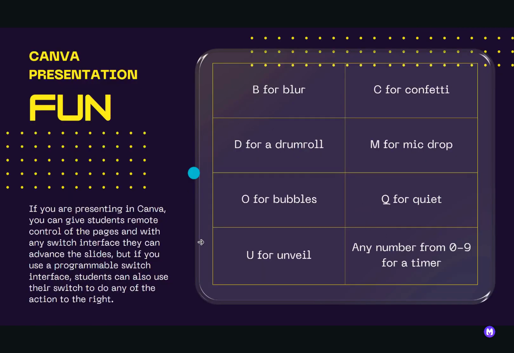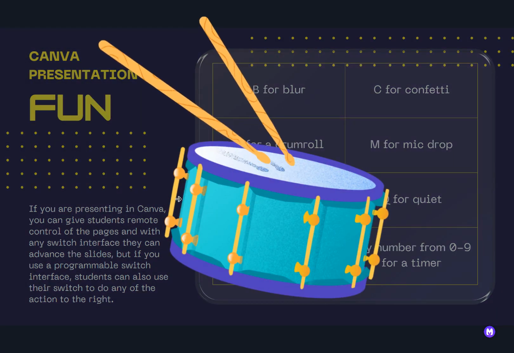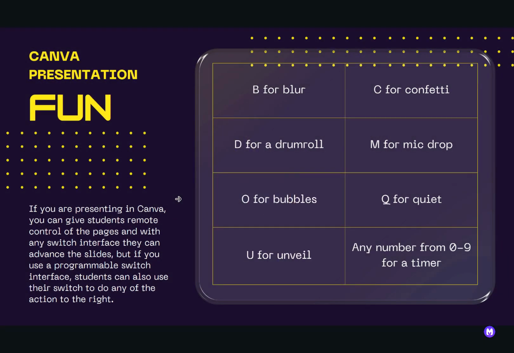So in Canva, for example, if you are using the Hitch 2, you could program your switches to do any one of these. And so you could program your switch to be a D, and then when the student presses that switch, they would get a drum roll.